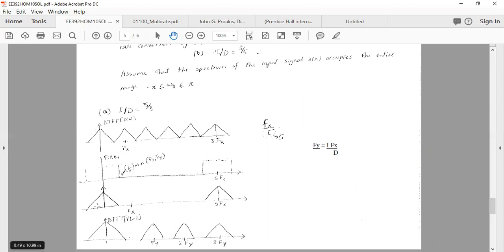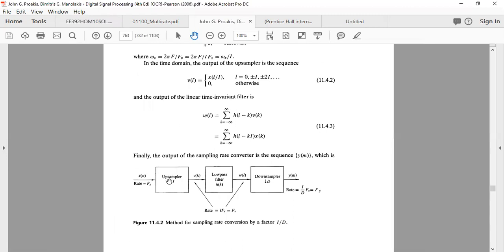So after the filter, we obtain these two triangles, right? Only at this particular point of this particular signal. This is the interpolated signal, and this is after filtering. And then that filtered signal is passed on to the downsampler, right?